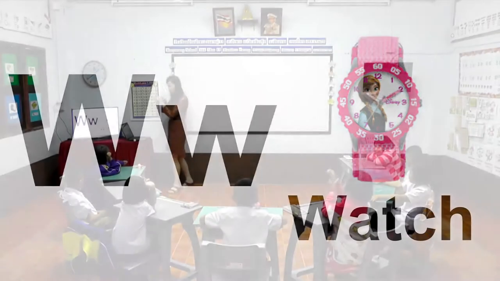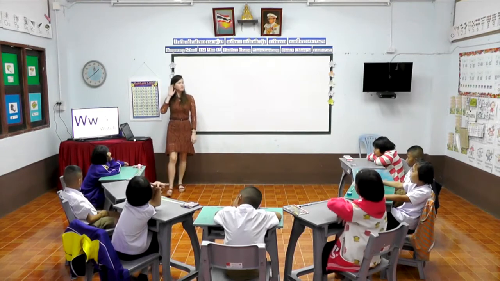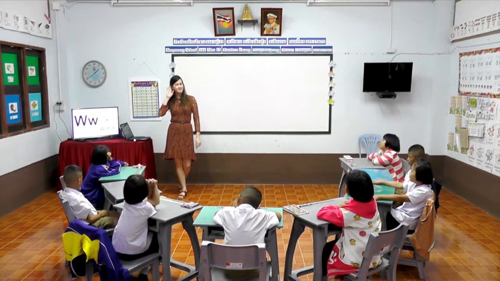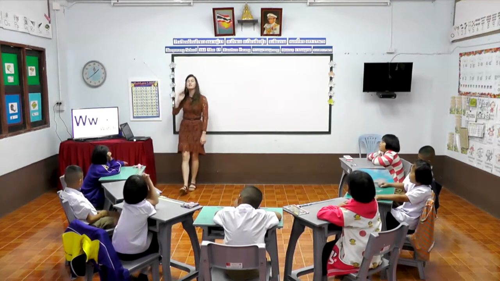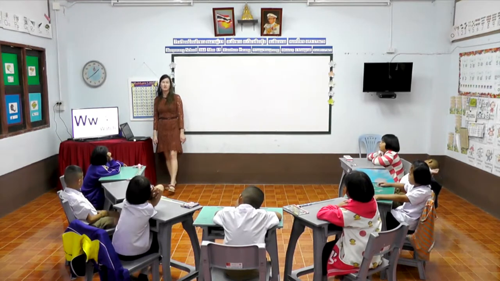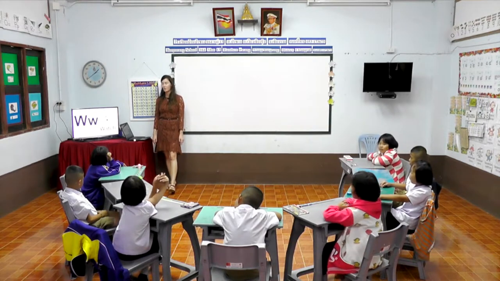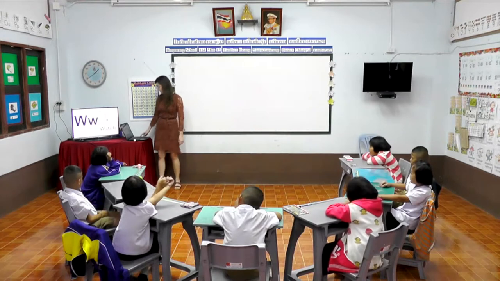W. What's this? Goes right here. A watch. It's like a little clock right on your arm. A small clock that you can put right here. W is for watch. Good. W is for watch. Wah, wah, watch. W is for watch. Wah, wah, watch. Great job.